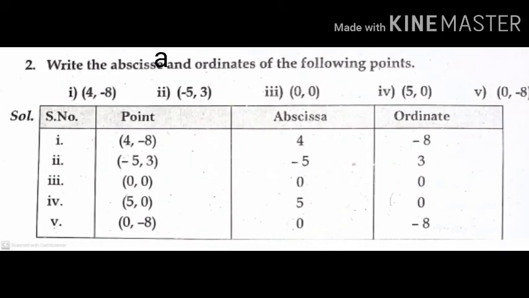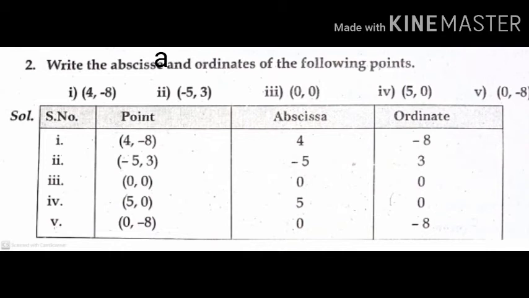Next, second question. Write the abscissa and ordinates of the following points. First question, (4, -8). Abscissa is 4, ordinate is -8. Second question, (-5, 3). Abscissa is -5, ordinate is 3. Third question, (0, 0). Abscissa is 0, ordinate is 0. Fourth question, (5, 0). Abscissa is 5, ordinate is 0. Fifth question, (0, -8). Abscissa is 0, ordinate is -8.